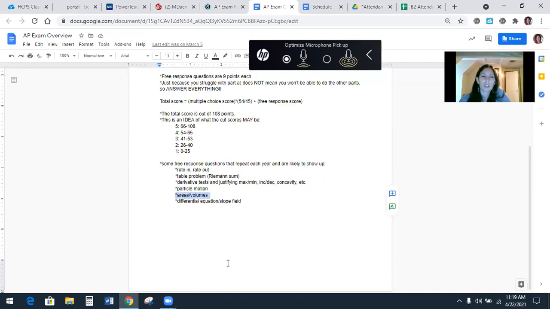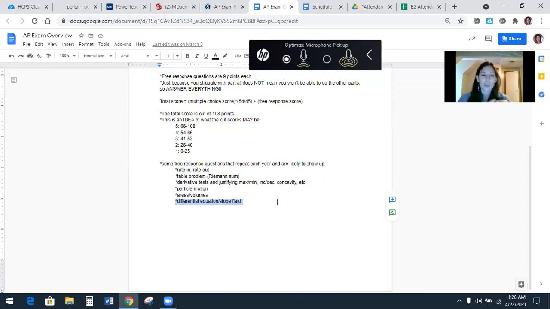Like every 2 or 3 years that shows up again, there will be one on there. Usually it's like set up, but do not evaluate. It's a good thing to know. And then usually there's a differential equation or a slope field. I'm not certain about that this year though, because everything is going to be on the computer. You're not taking a picture of work and uploading it.